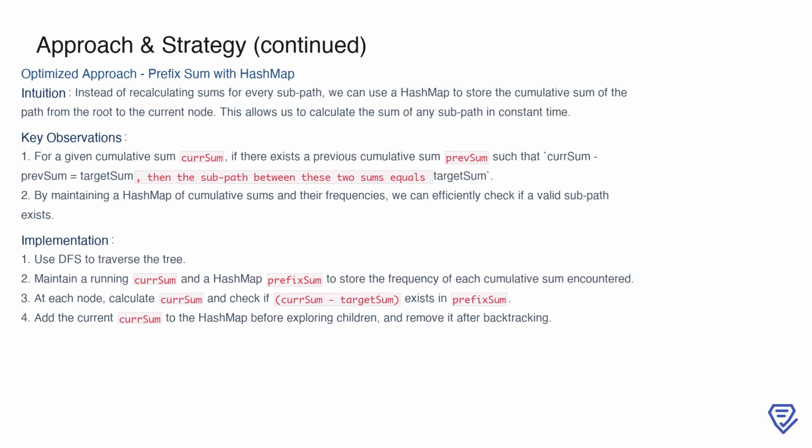At each node, we calculate the current sum and check if the difference, cur_sum - target sum, exists in the hash map. If it does, we know a valid subpath exists. Before diving deeper into the tree, we add cur_sum to the hash map and remove it after backtracking. This backtracking ensures that the hash map only reflects the state relevant to the current path.